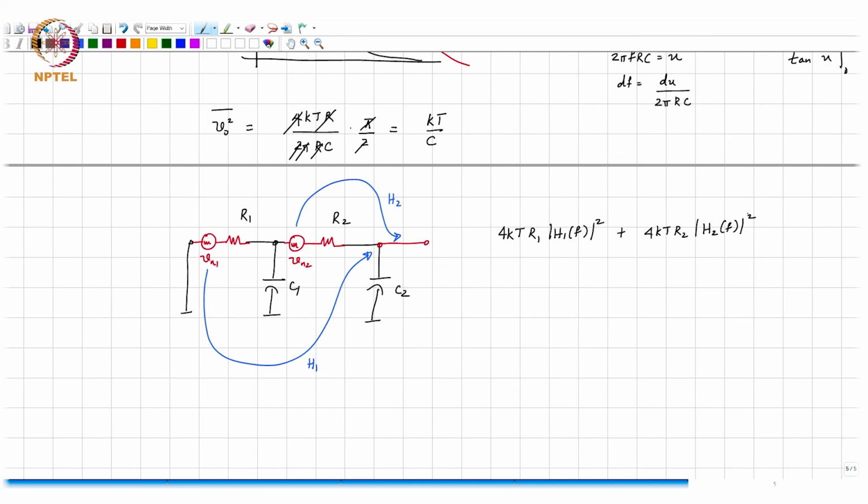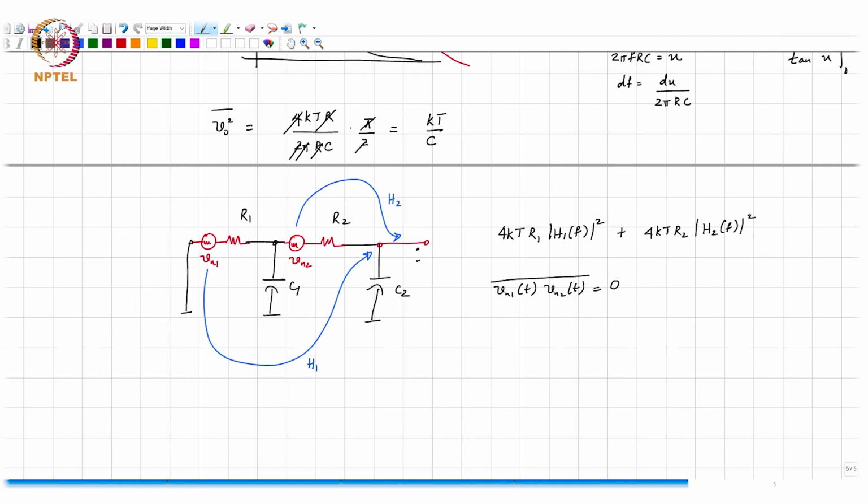That is only true if the cross terms vanish. Vn1 will result in some output noise here, Vn2 will result in some other output noise waveform. And what we are saying is that the mean square noise of the sum is the same as the sum of the mean square noise of the individual components. That is only true if the average value of Vn1 of t times Vn2 of t is zero.